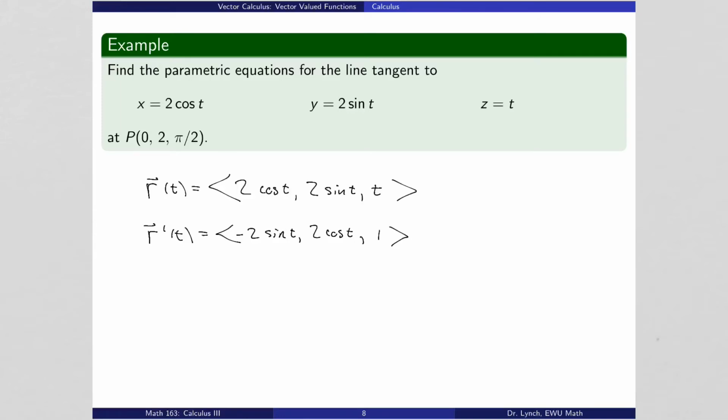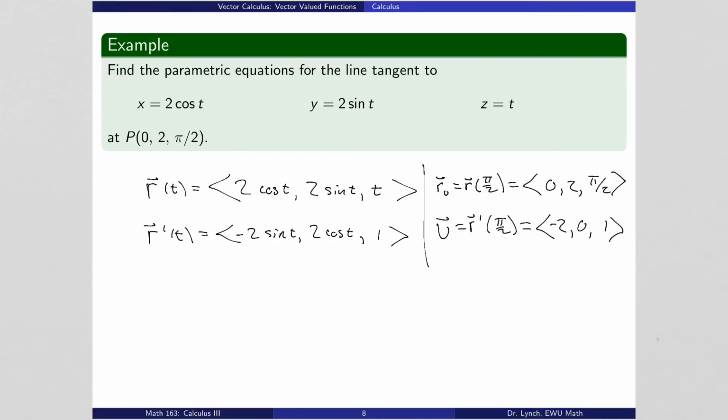And here is the tangent vector to that curve. R prime of t is negative 2 sine of t, 2 cosine of t, and 1, which of course is just the derivative. So we'll take v to be the direction of this line to be the tangent vector at pi over 2, and we'll take the point to be the value of the vector valued function at pi over 2.